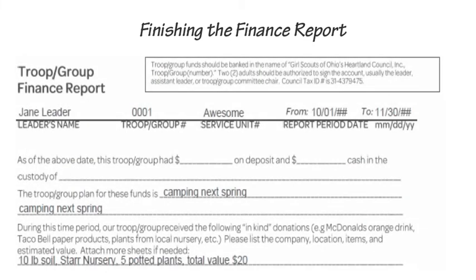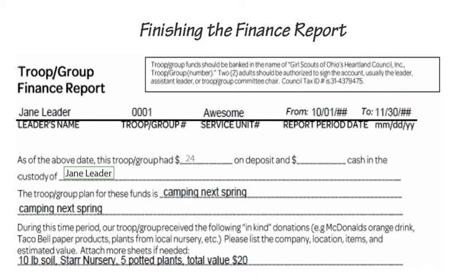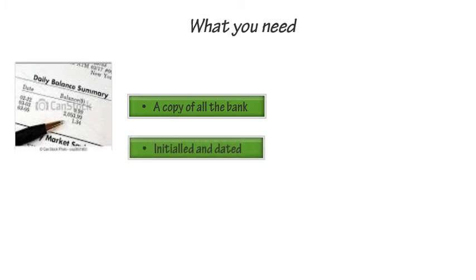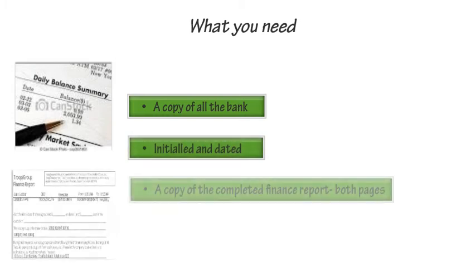Back on the first page, Jane still has $24 in the bank and $40 in cash on hand. This section has to be completed before you turn it in. Make a copy of all the bank statements during the reported date, initial all the pages with your second signer, and copy the finance report. Give the copies to the service unit representative or treasurer. Congratulations! You're all done with this season's report.